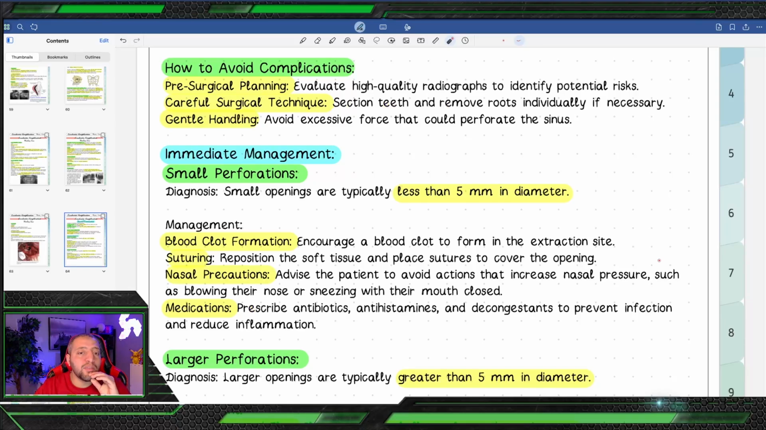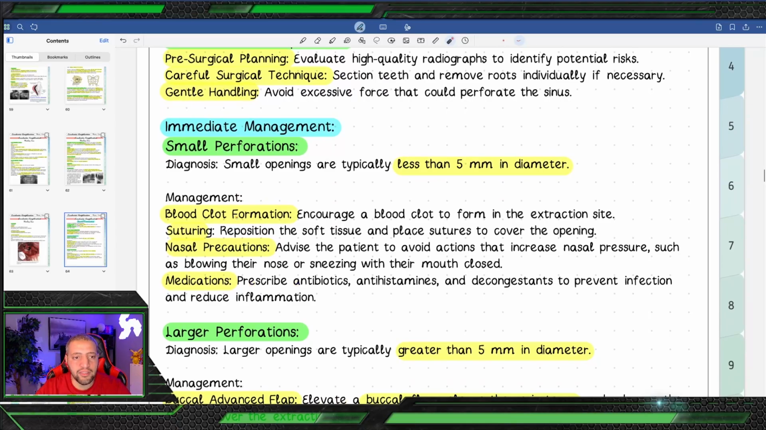So when you suspect oro-antral communication, you should check the size of it, because the size will dictate how you are going to deal with it. You might end up with a small opening, typically less than 5 mm in diameter. In this one, you encourage a blood clot to form in the extraction site. You do suturing to cover the opening. Which technique are you going to pick here? Yes, figure of 8. And then you ask your patient to follow nasal precaution.